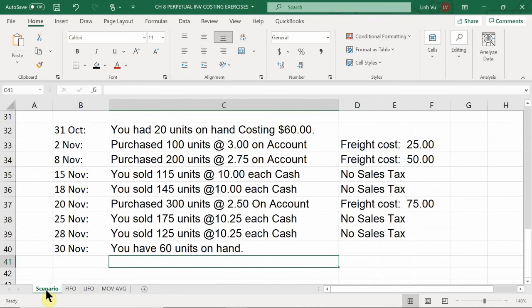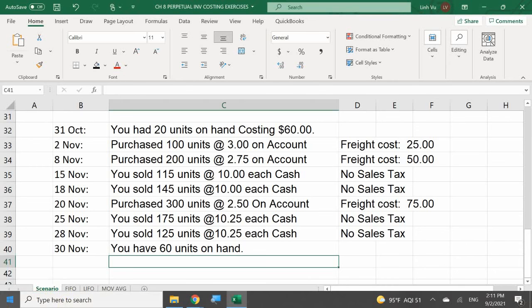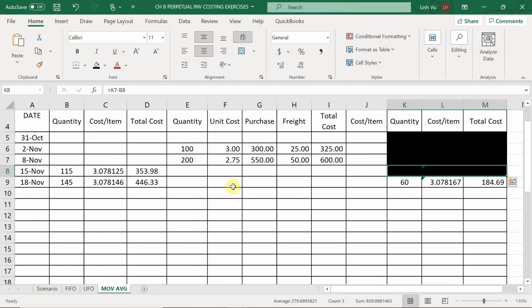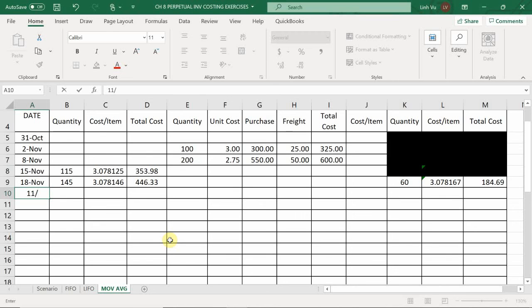So then on November 20th, we end up purchasing 300 units at $2.50 with a freight costing $75. Okay, so this is on November 20th. We purchased 300 units at 2.50 with a freight of 75.